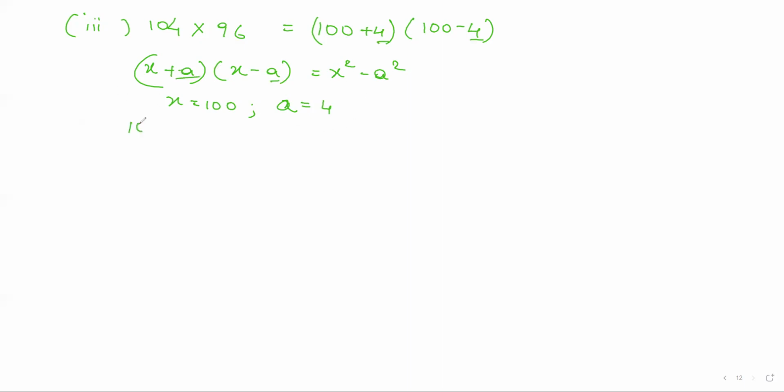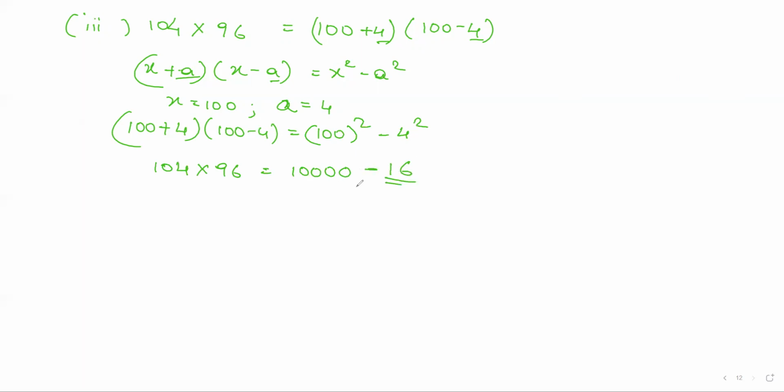So placing it over here, you get 100 plus 4 into 100 minus 4 will be equals to 100 square minus 4 square. 104 into 96 will be equals to 1 followed by 4 zeros minus 16. Observe 16 means 2 digits. This is 10,000 subtracted by 16, which will be, observe this to be 100. 100 minus 16 will be 84. And these two terms converted into 9 nines. So that's your answer.